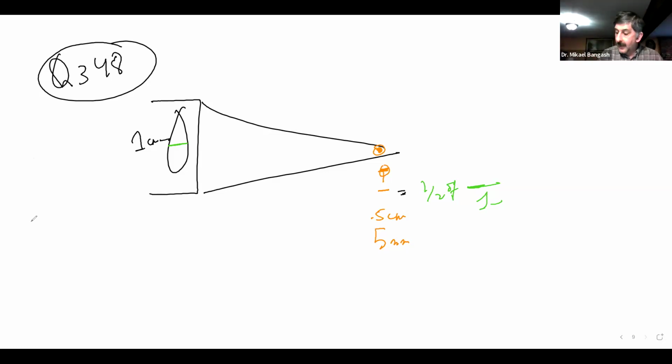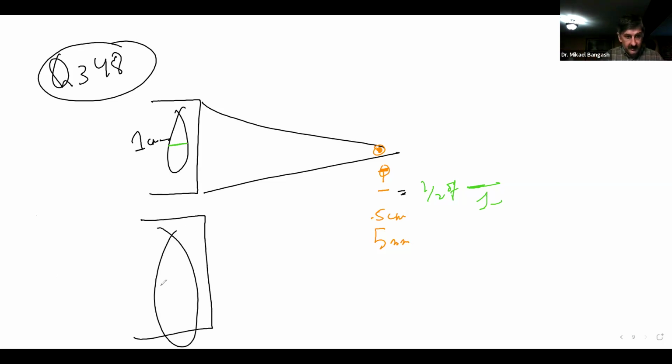Now let's see. The diameter of a disc-shaped unfocused piezoelectric crystal is 1.2 centimeters. So again, this is our PZT, and it's 1.2 centimeters. The near zone length is 8 centimeters.